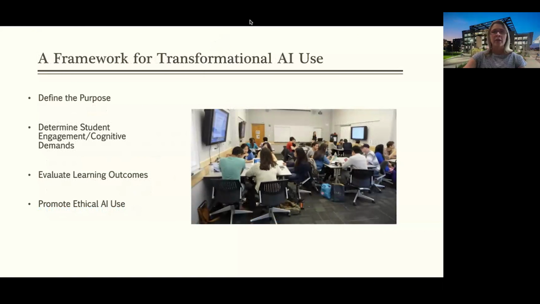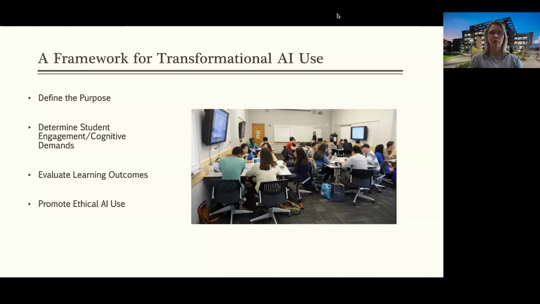Okay, so here is my particular framework. Like I said, you can rearrange this and use this. However, you might have other components that you think are really important and you want to include, and that's wonderful. But this is my guiding process for including AI in the classroom. First, I want to define the purpose. Why do I have AI? Why am I using AI in this particular lesson or activity?